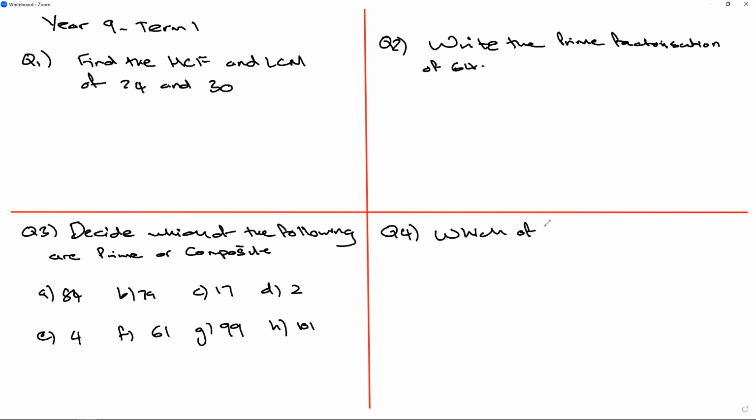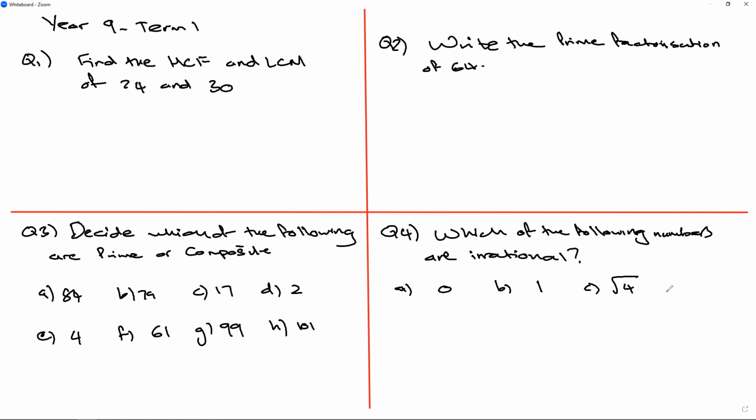Question number 4, which of the following numbers are irrational? Part A, you've got to choose one: 0.1, square root of 4, square root of 9, square root of 14, three divided by 0, 2 square root of 2.